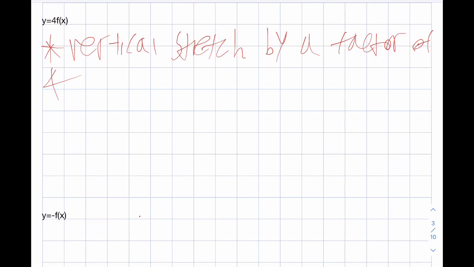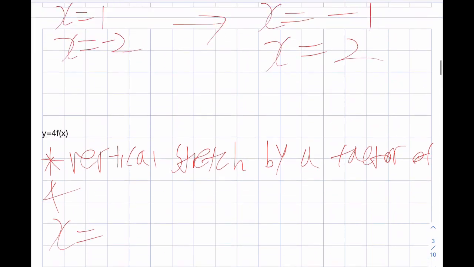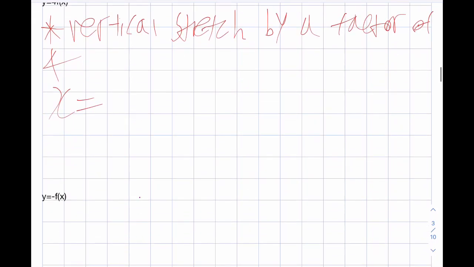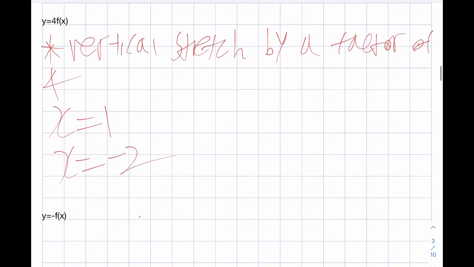And guys, when we do a vertical stretch, we change the y values, not the x values. So our zeros were x equal to 1 and x equal to negative 2. But since it's a vertical stretch, our x values won't change. So our zeros for this function will still be x equals 1 and x equals negative 2.